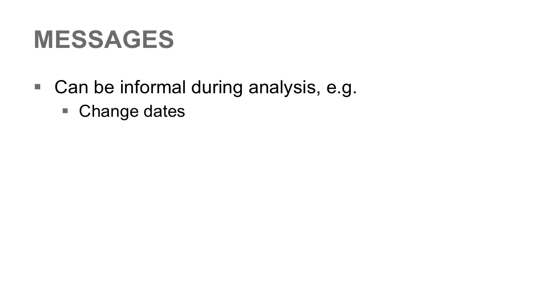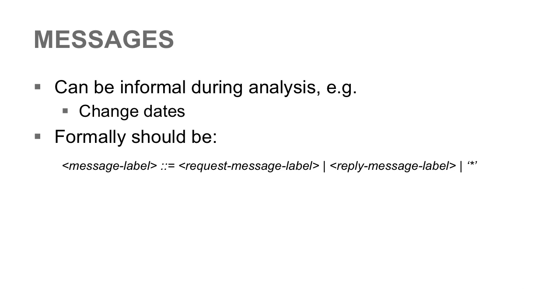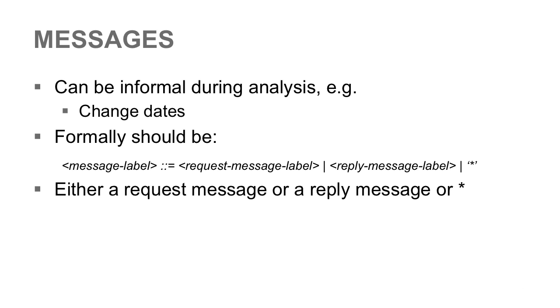In the early stages of a project, typically during analysis, the names used on messages can be informal, reflecting the fact that the operations may not have been defined, but the analyst has an idea of what the intent of the message is. For example, a message requesting the change of dates. The formal syntax is shown here and is available in the UML specification. What this means is that a message is either a request message or a reply message, or the asterisk that represents a message of any type.